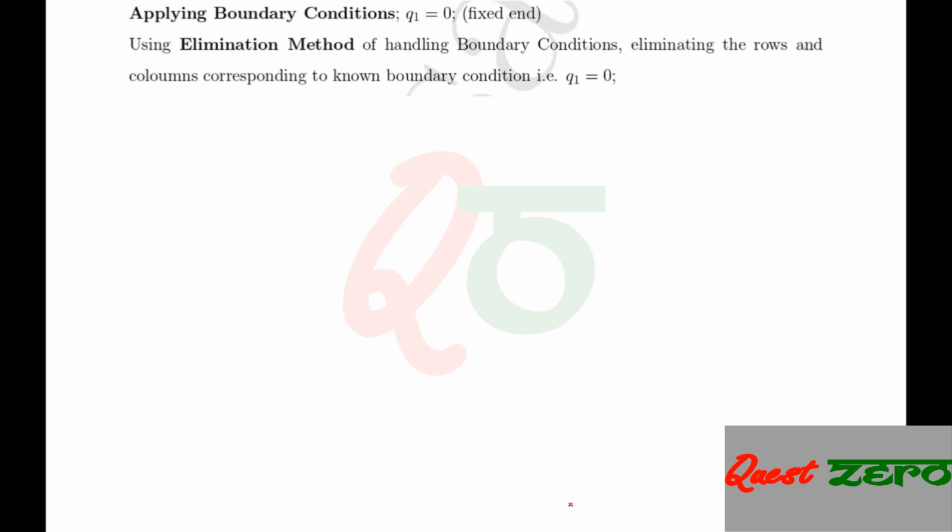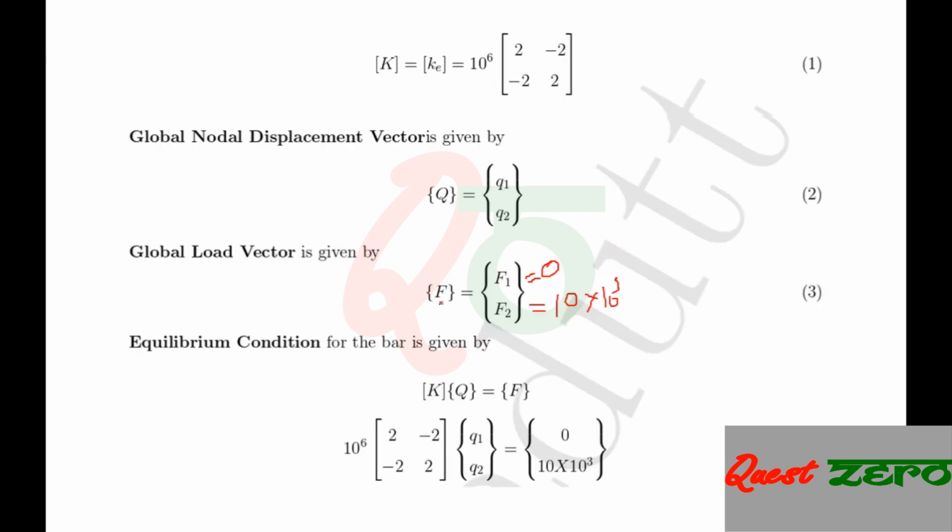If we see the problem, the node 1 or the left hand side is fixed, so displacement at the fixed node is 0. So Q1 is 0, which we have noted, and we use the elimination method for handling the boundary conditions. So what do we do if we want to use the elimination method? In this equilibrium condition, Q1 is known. Since Q1 is equal to 0 and it is a known boundary condition and it lies in the first row, we try to eliminate the first row and first column in the equilibrium equation.